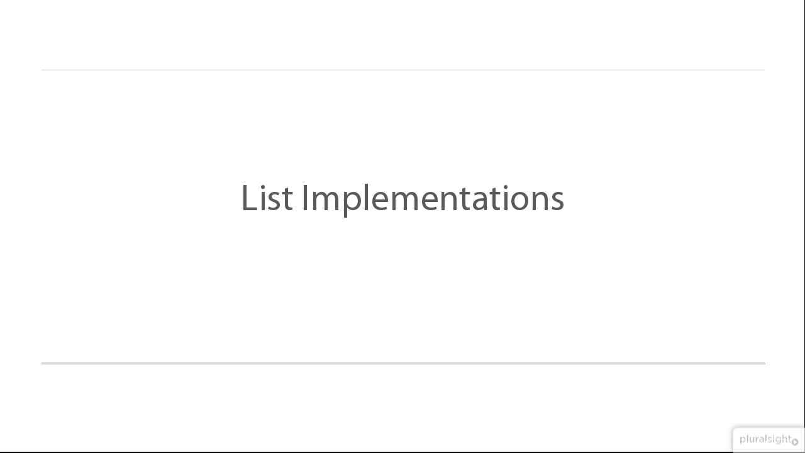I briefly touched in Module 2 on the fact that each type of collection, each interface, has multiple implementing classes. And in fact, you can implement your own list implementations if you want. But in this module, I'm going to cover two key implementations which are shipped in the Java standard library, an array list and a linked list.